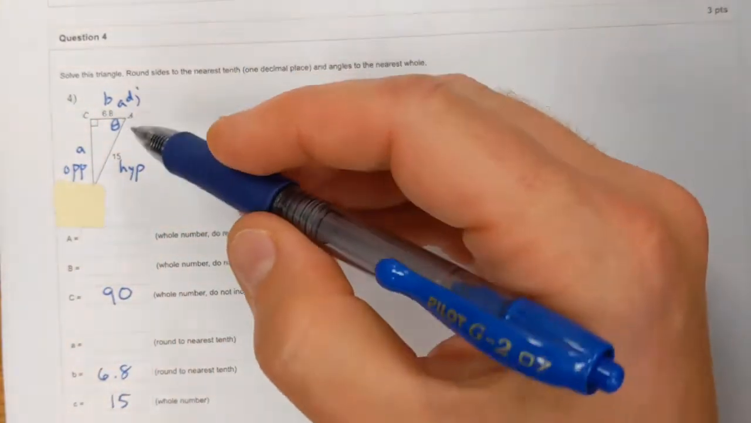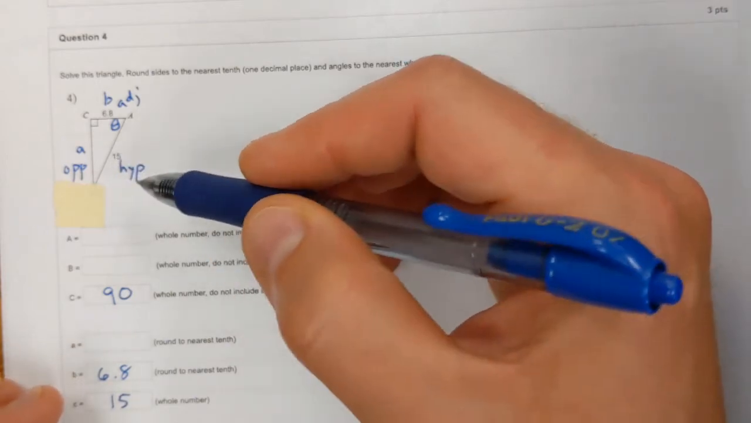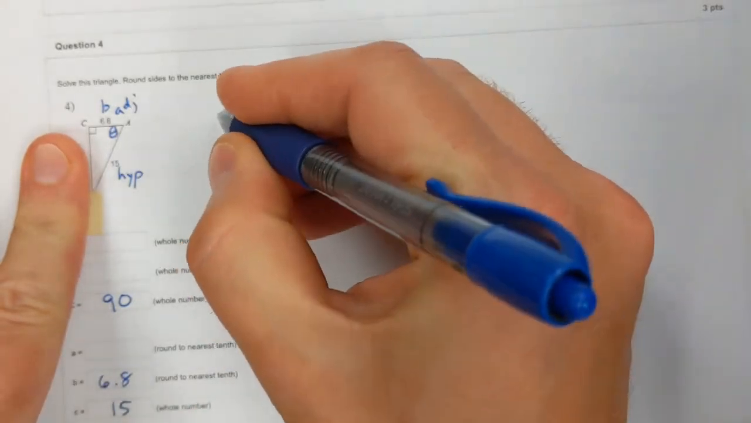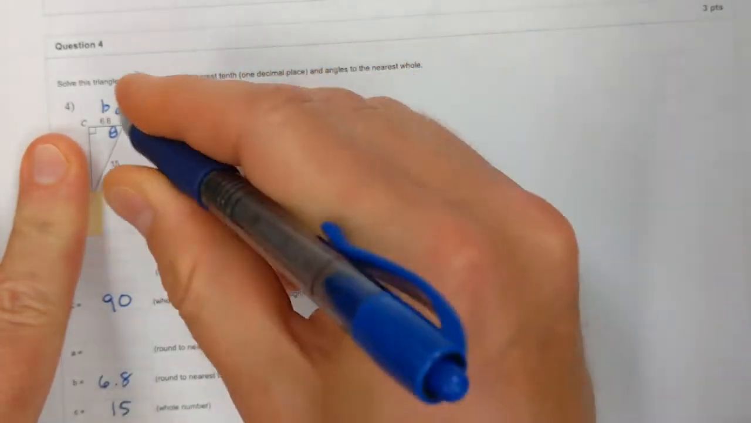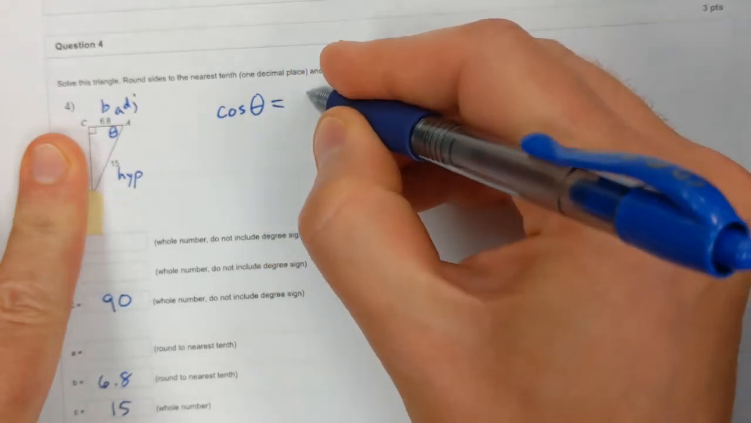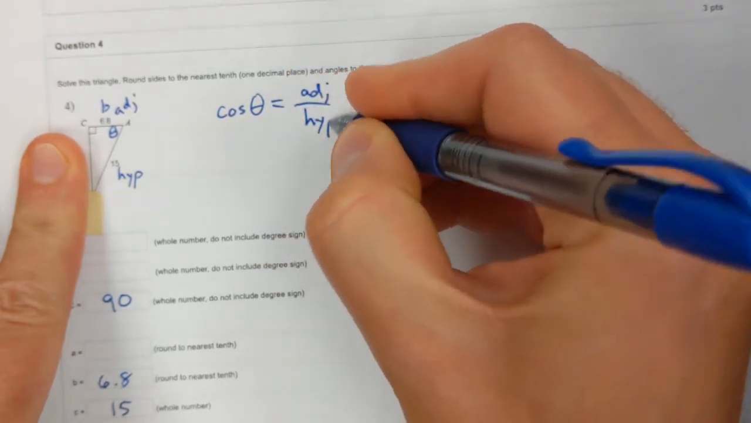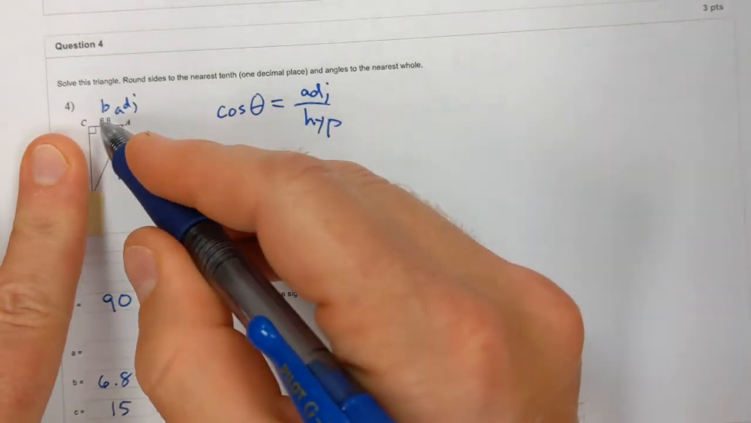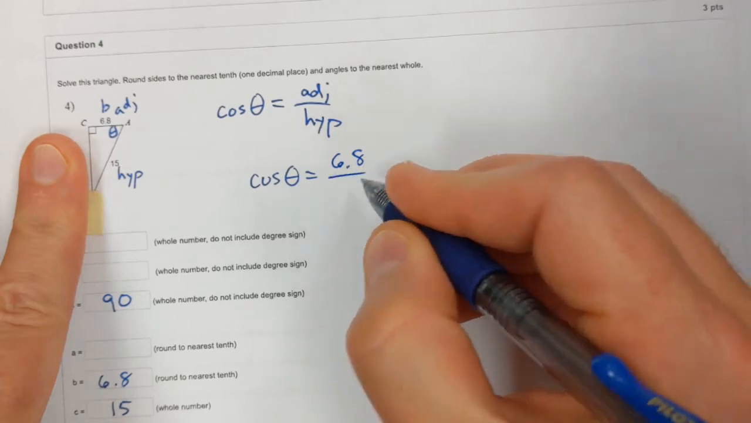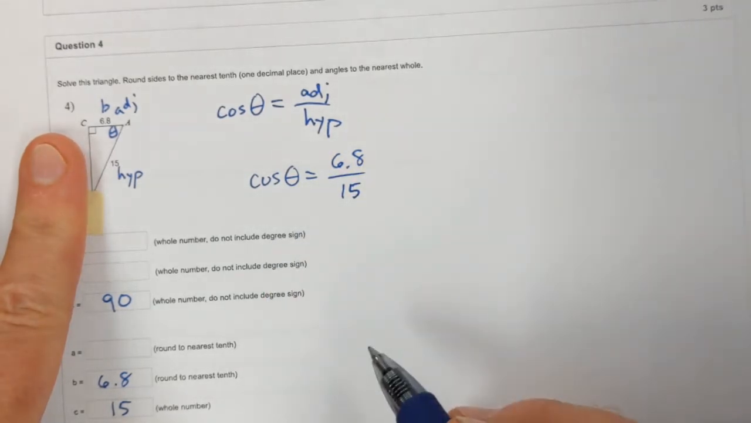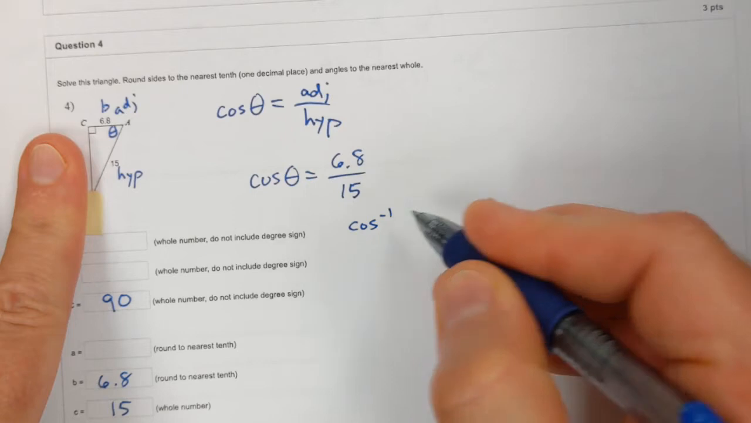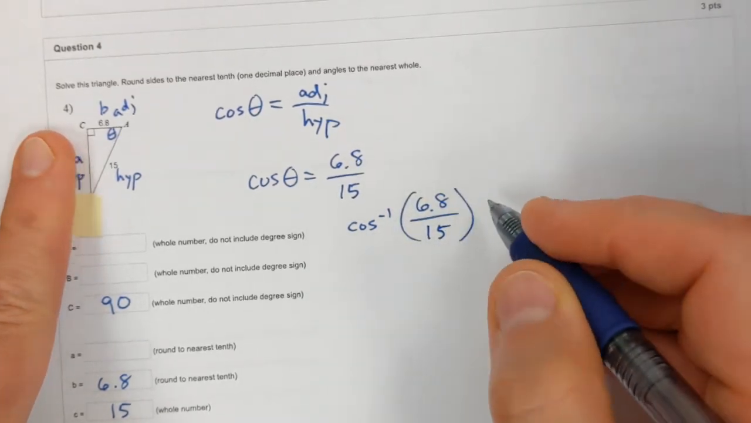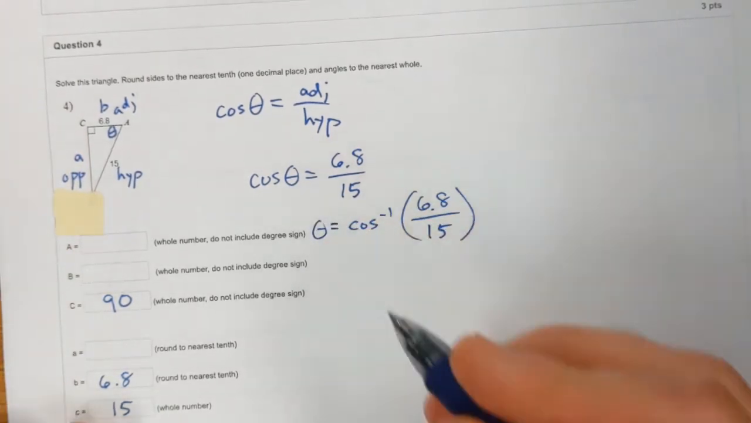Okay, so I know that the hypotenuse is 15. I know that the adjacent leg is 6.8. I can find angle A by using a cosine problem. Here's the formula for cosine. Cosine of theta is adjacent over hypotenuse. So cosine of theta is going to be 6.8 over 15. And remember, to find a missing angle, this is where I use what's called inverse cosine. If I take the inverse cosine of this fraction, this will tell me the value of angle theta.